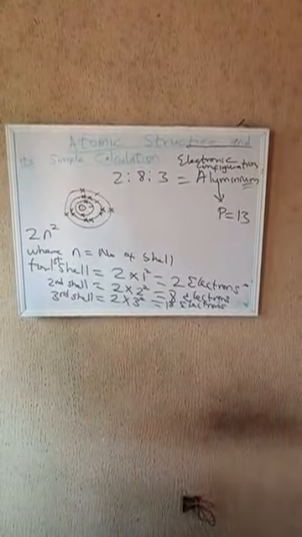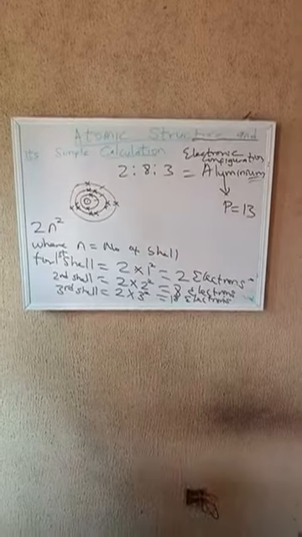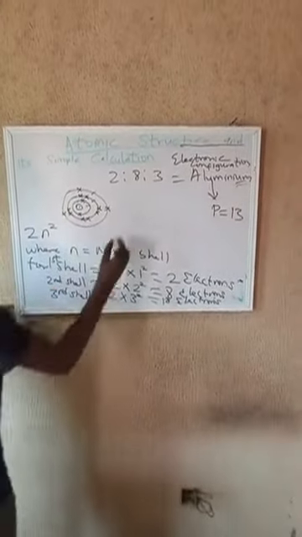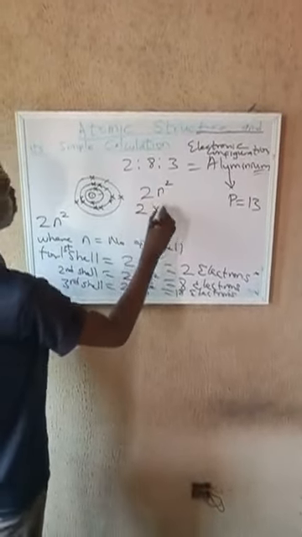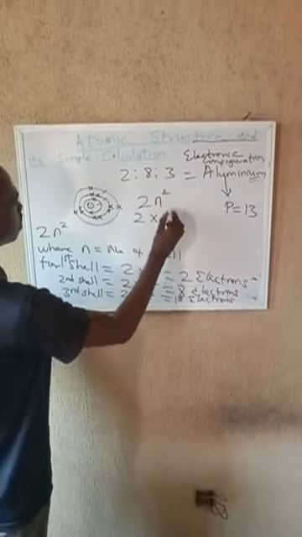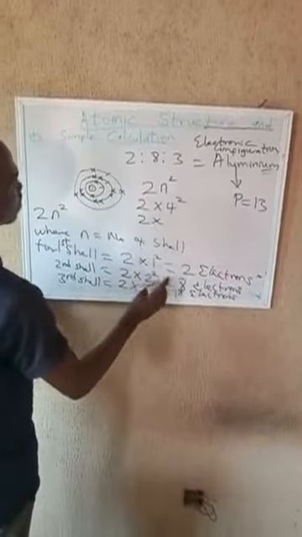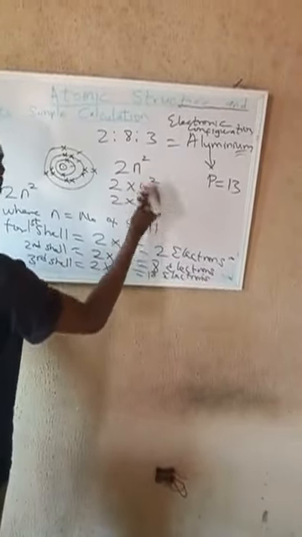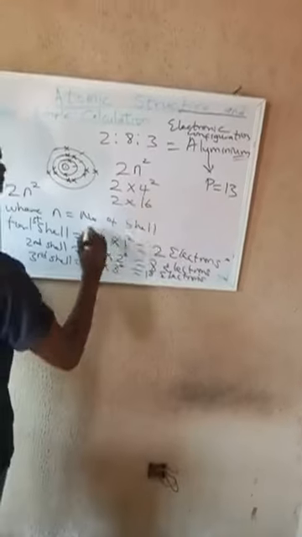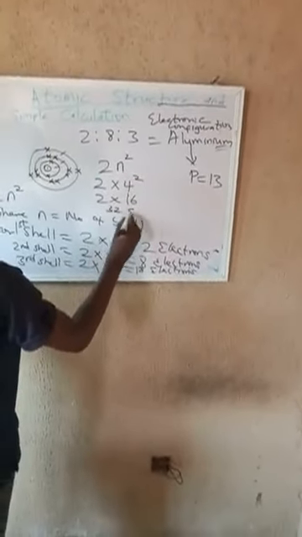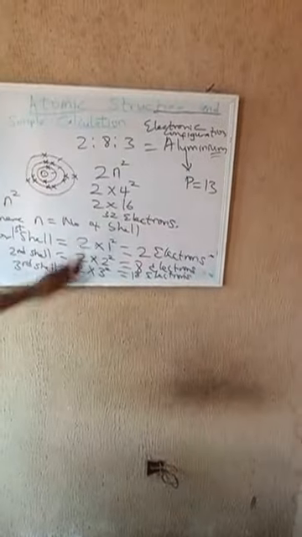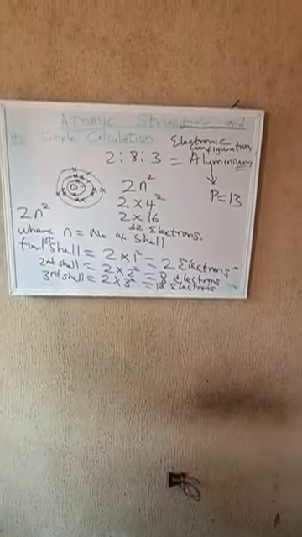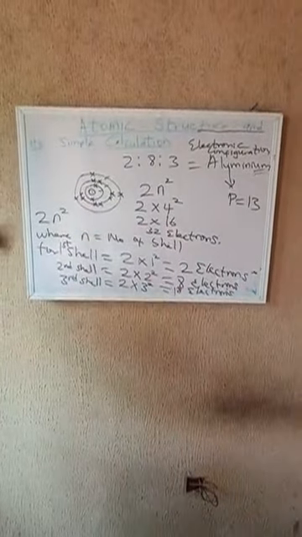So the question can come: calculate the maximum number of electrons that will occupy the fourth shell. What are you going to do? Let's try the formula first: 2 times n squared, where n is the number of the shell. So we have 2 times 4 to the power 2. That's 4 times 4, which is 16. So 2 times 16 is 32 electrons. So the maximum number of electrons that the fourth shell can accommodate is 32 electrons.